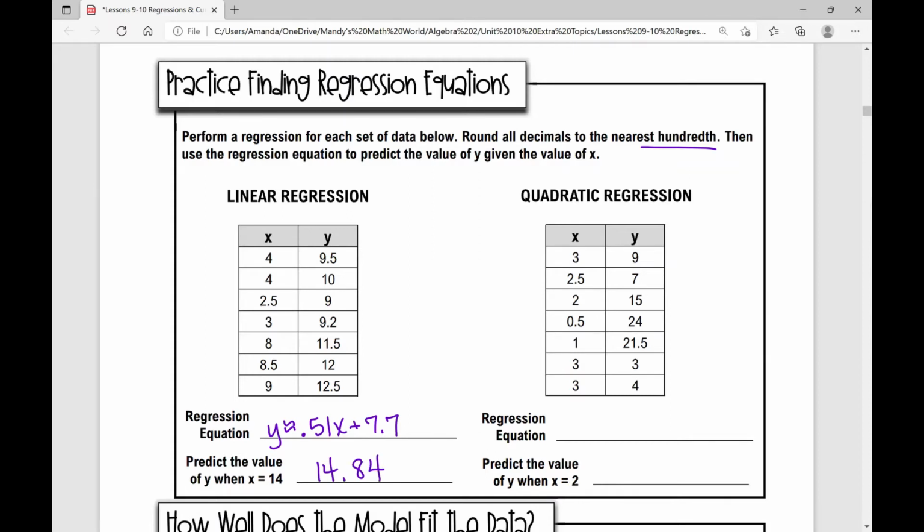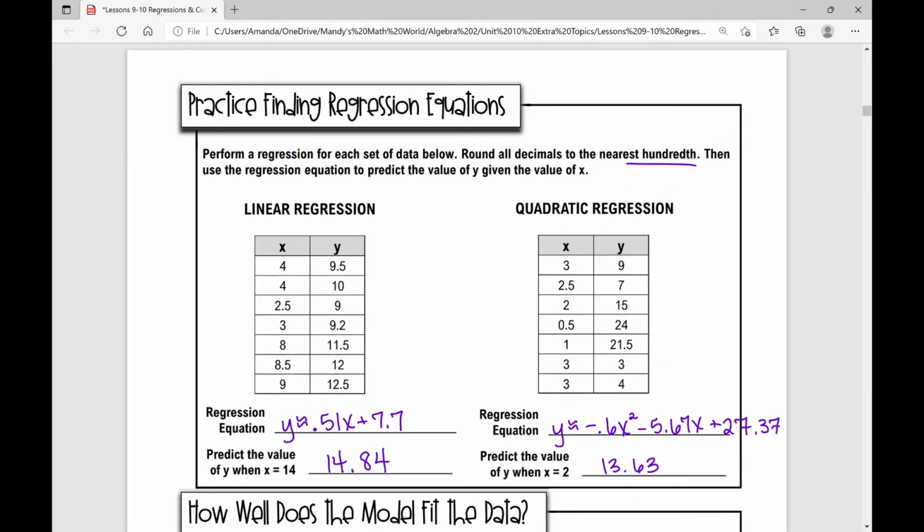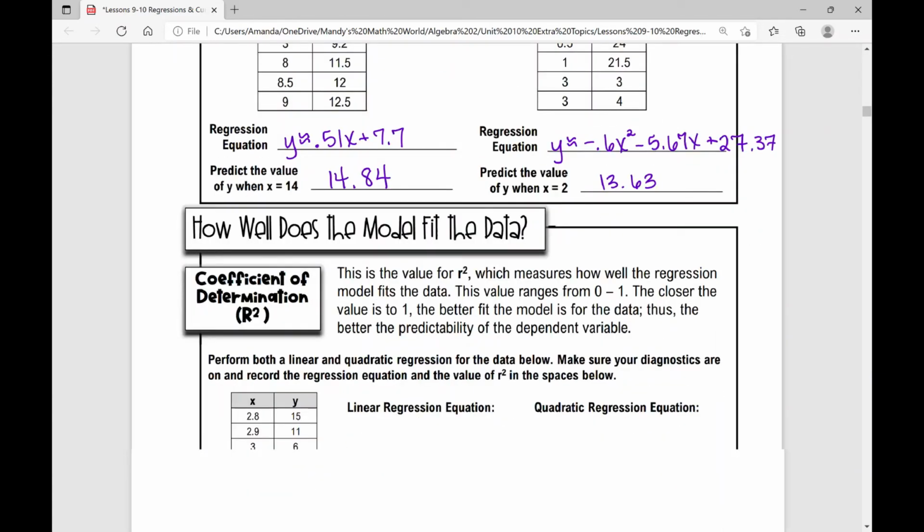In this second equation, our regression equation is y is approximately negative 0.6x squared minus 5.67x plus 27.37. And when we plugged in 2 for x, we got 13.63 for y. So I just want to make sure that you have this correct in your notes. Let's move on to the next section.